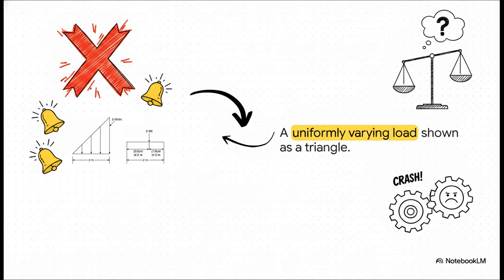When you see a triangular load, which is called a uniformly varying load, alarm bells should be ringing in your head. The most common pitfall, the one that will instantly tank your grade on a 20-point question, is treating a triangle like a UDL and just slapping the equivalent point load right in the middle of the span. No way. You absolutely cannot do that.